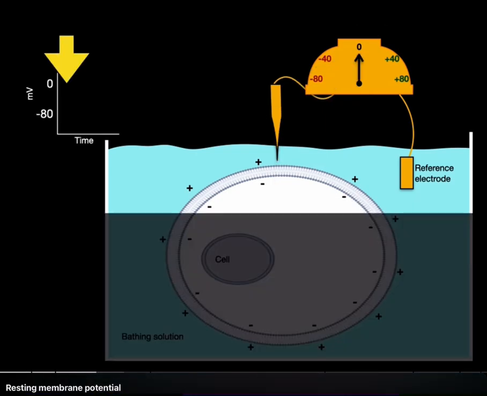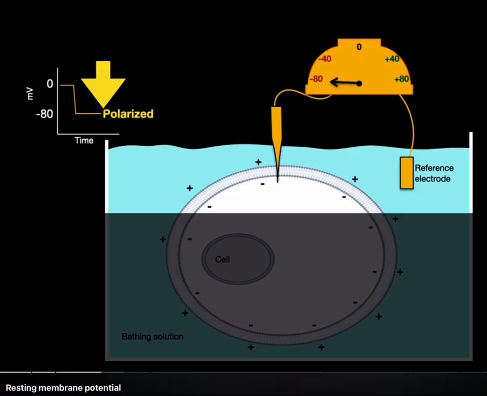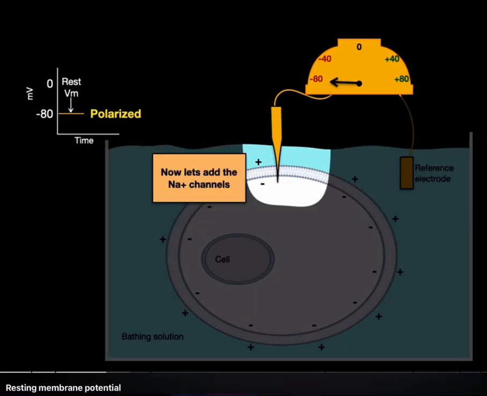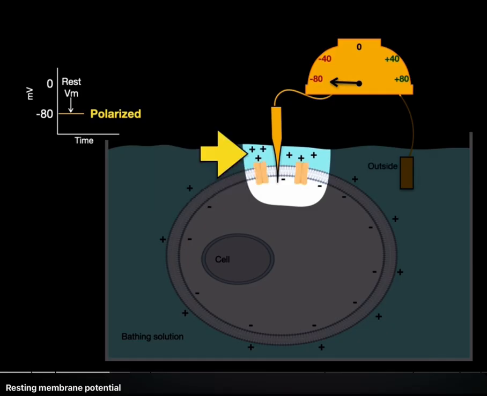We also show this in a graph where you see it's measured at 0. It's not polarized. The microelectrode's outside in the bathing solution. Now watch, it is now polarized and then not polarized. And so the resting membrane potential measures at negative 80 millivolts on that graph. Now let's add the sodium channels, where there's a higher concentration of sodium outside, and these channels are going to open to allow positive ions to go to the inside of the cell. But remember, the inside of the cell is more negative, so it measures as negative 80 millivolts, and it shows as polarized on that graph.